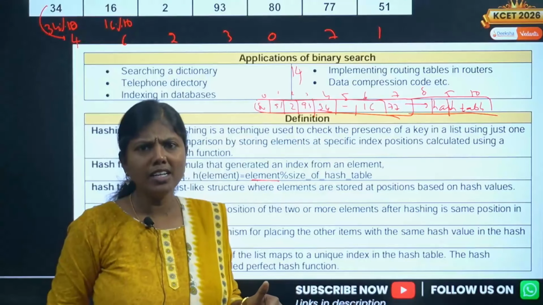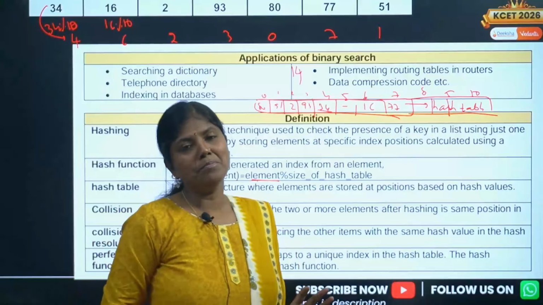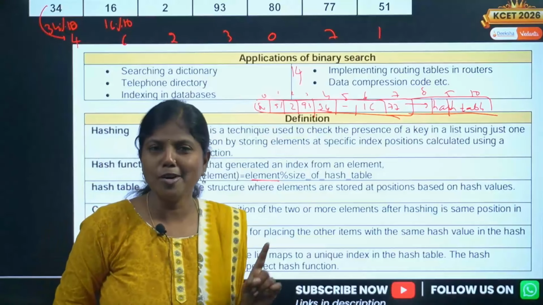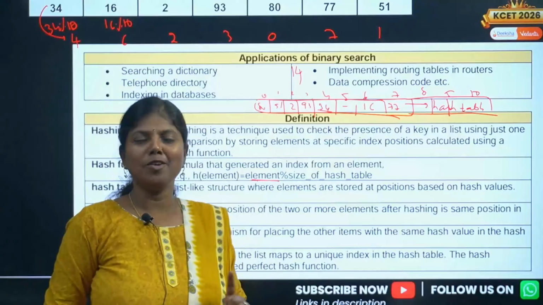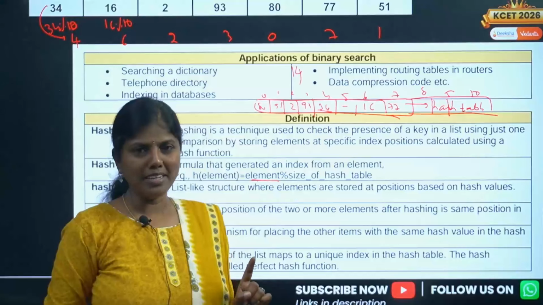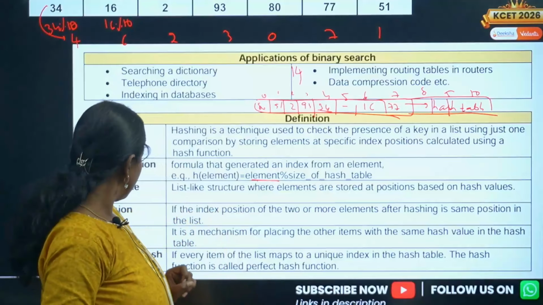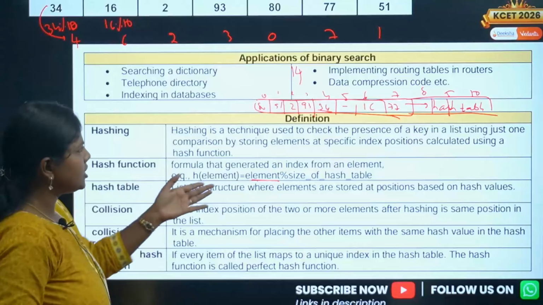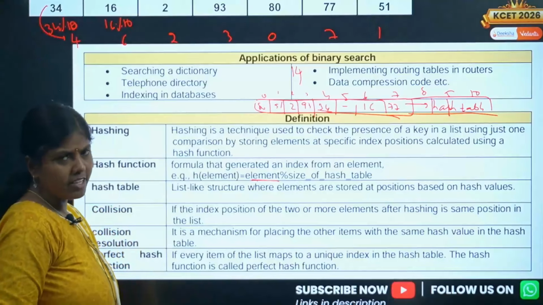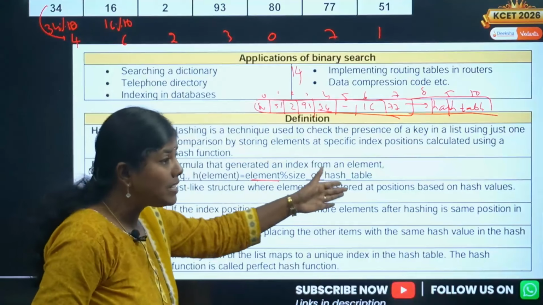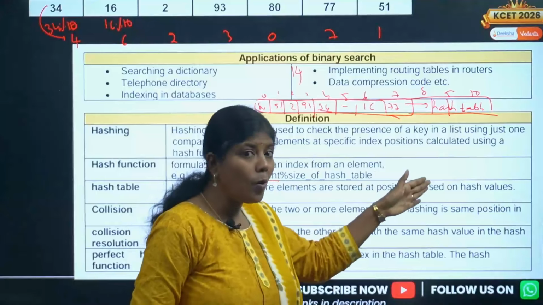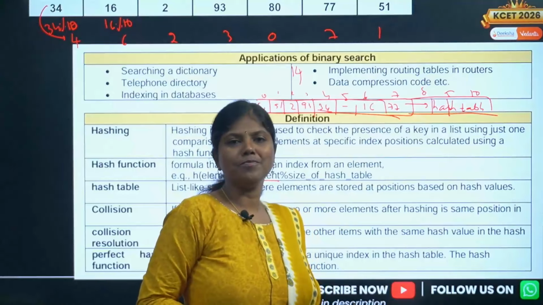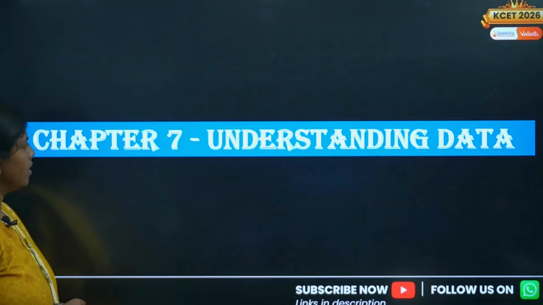Is the point clear? Very simple. With just one comparison, I'll be able to find out whether the element is there or not. It's a simple technique. So that's collision resolution and perfect hash function. And a hash table is basically a list wherein you store the elements at the corresponding index value produced by the hash function.